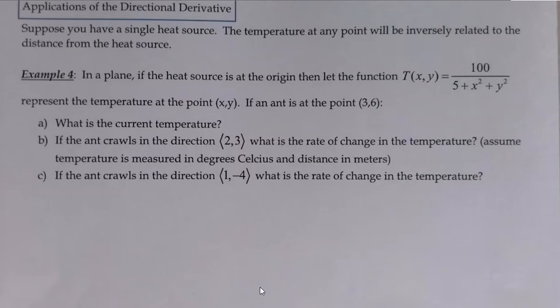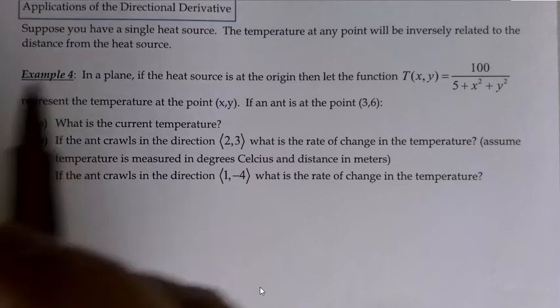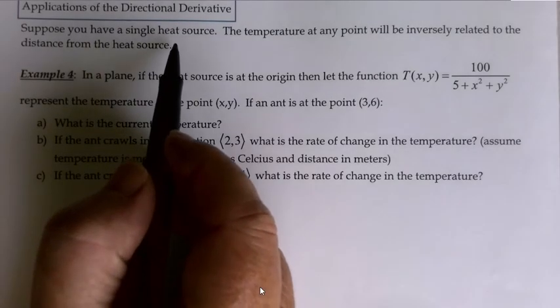This is 12.7 Part 3, and we'll now look at some applications of the directional derivative. We'll actually look at a couple that are quite similar, but one two-dimensional and the other one three-dimensional. In example 4, we're told that suppose that we have a single heat source.